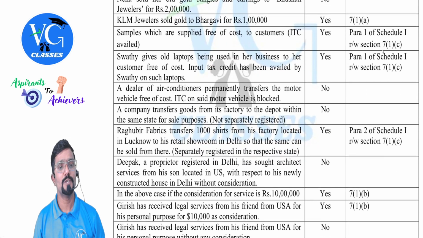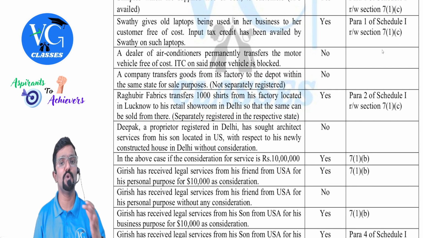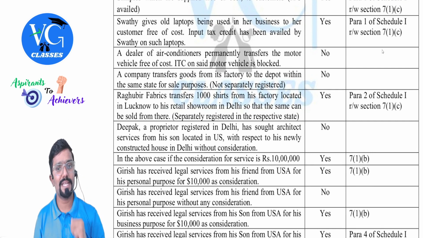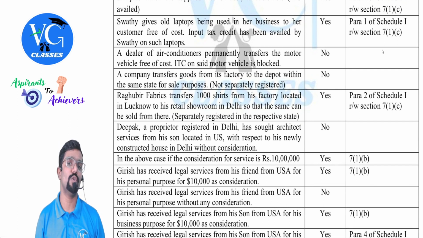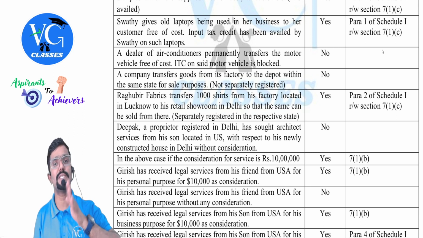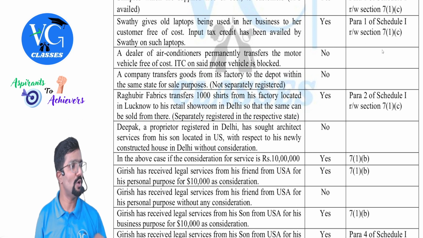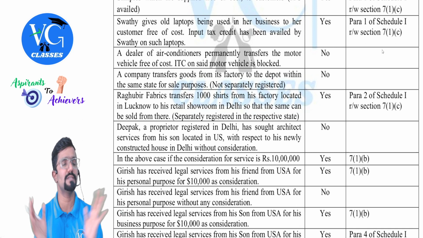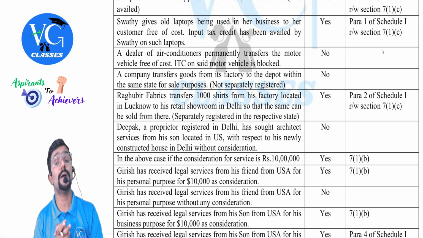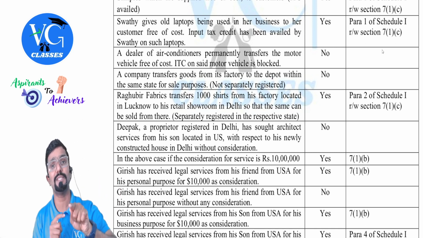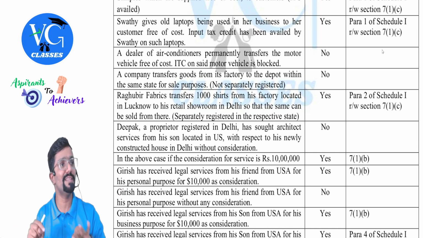Next, Swati gives her old laptops being used in her business to her customer free of cost. Input tax credit has been availed by Swati on such laptops. Is para 1 getting attracted here? Yes. It is a supply as per para 1. Why? When Swati purchased this asset for business, she claimed credit. Now she is giving it free of cost. For whom she is giving doesn't matter. Is she giving it free? Yes. And please be careful. Selling laptops might not be her business.